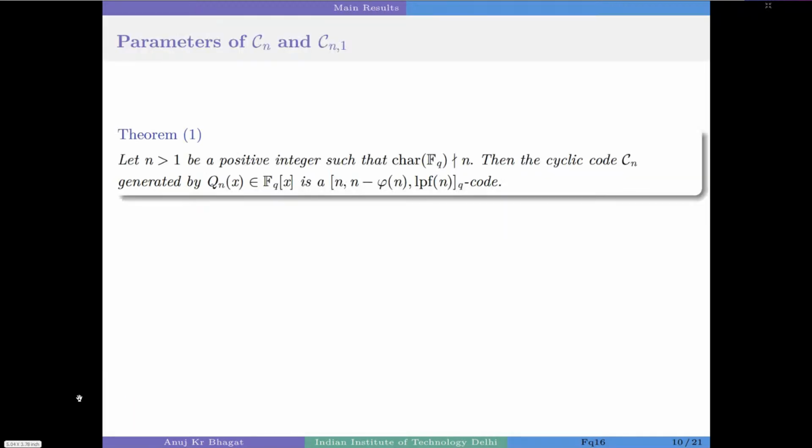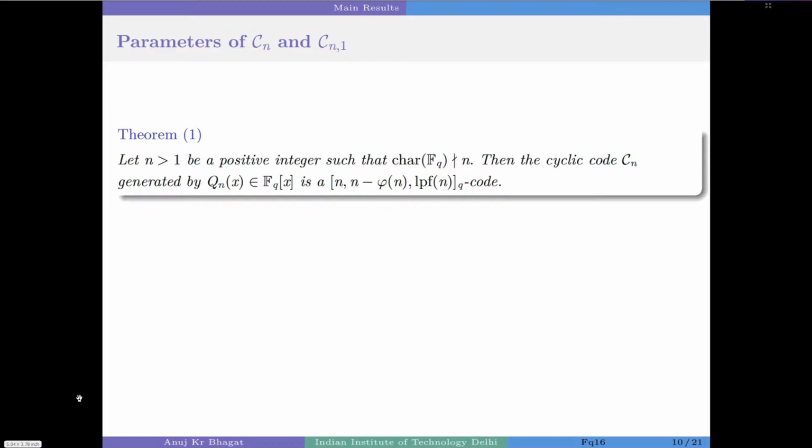So let's see the main results. If n is a natural number co-prime to the characteristic of the field, then the cyclic code C_n, which is generated by Q_n(x), has the following parameters. The length is n, the dimension is n minus phi(n), and the distance is exactly equal to LPF(n). What is the meaning of LPF(n)? It is the least prime factor of n.